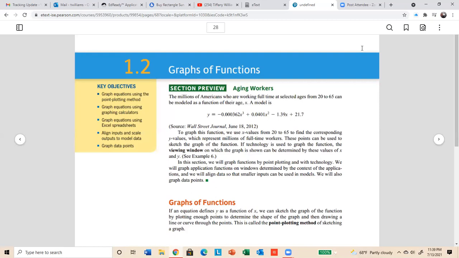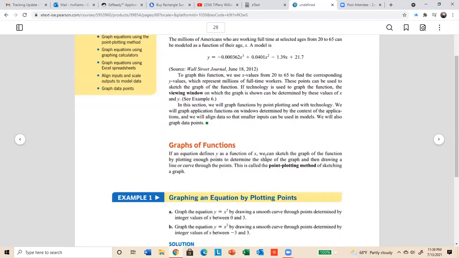Now we're going to talk about how we graph these functions. If an equation defines y as a function of x, we can sketch the graph of the function by plotting enough points to determine the shape of the graph and then drawing a line or curve through the points. This is called the point plotting method of sketching a graph.